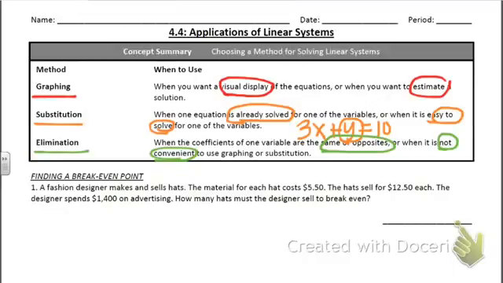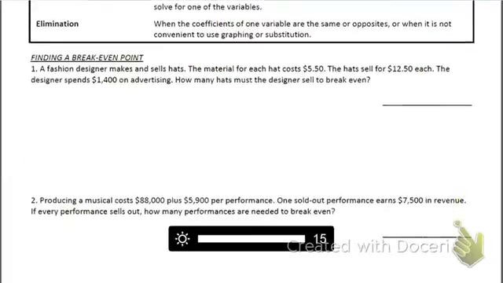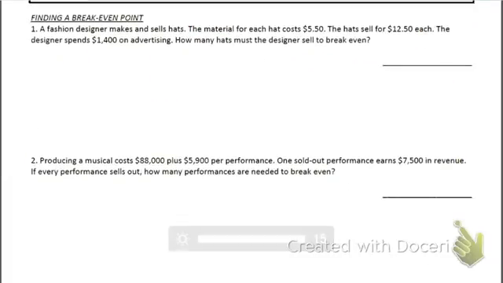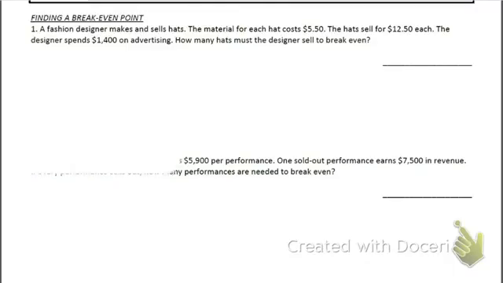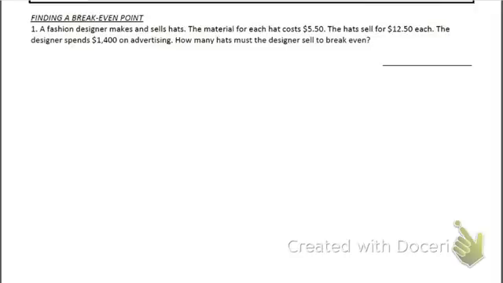Now we're going to go through a series of word problems, all different types, and determine which method is the best, and try to put everything that we've learned together in terms of one word problem. We're going to first talk about finding a break-even point. So let's look at number 1. I'm going to blank out this one so I have more space.